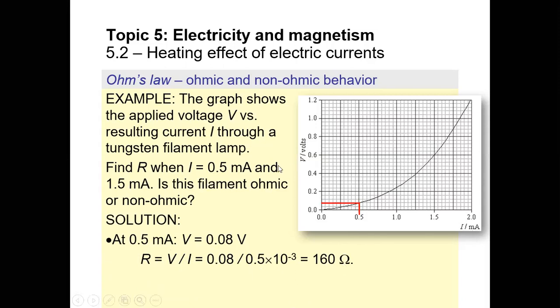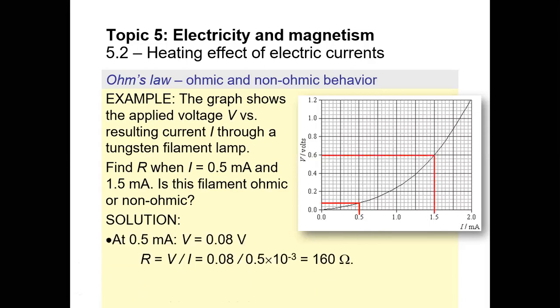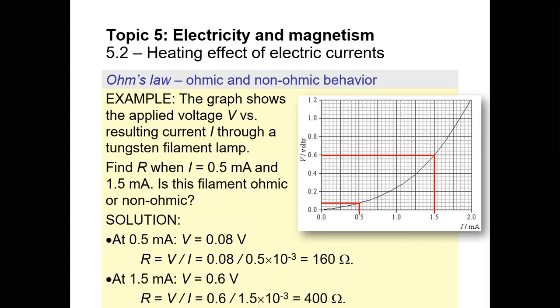And second, they are also asking to calculate the resistance at 1.5 milliampere. So 1.5 is here. So let's see. When current is 1.5, voltage is 0.6. Just divide voltage 0.6 divided by 1.5. The answer is 400 ohm. This is the resistance.